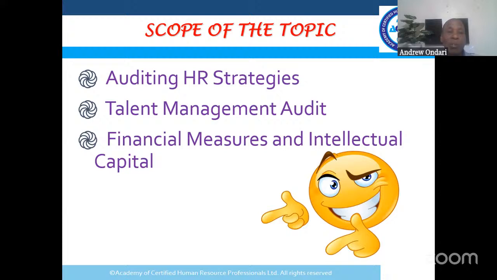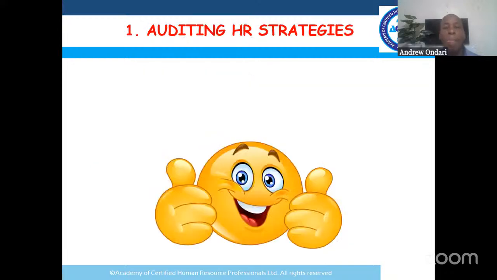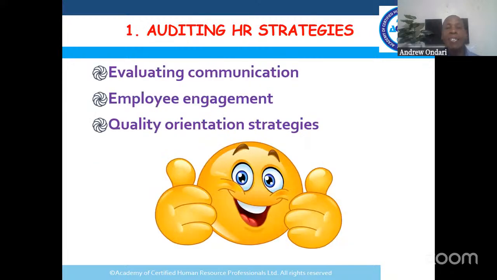So to start with, I'm going to look at audit of HR strategies in my next slide. And these are the areas that we are going to cover in auditing these HR strategies. The first one up there is evaluation of communication. We all know that communication is the nerve center of an organization. Without communication, many things are likely to fall apart.